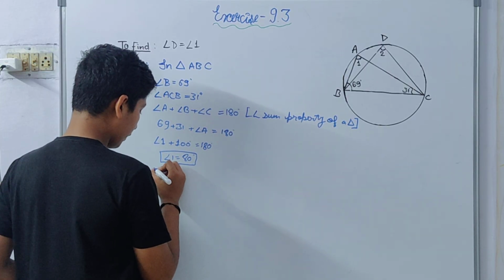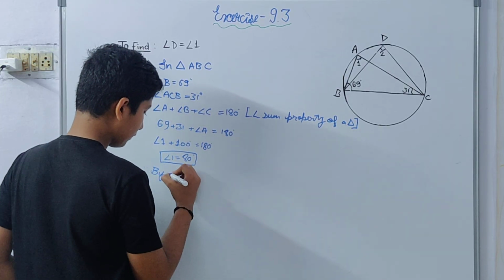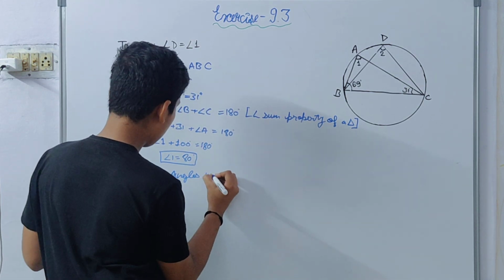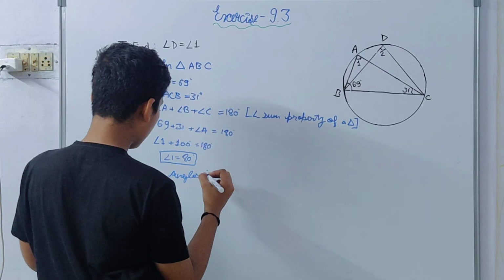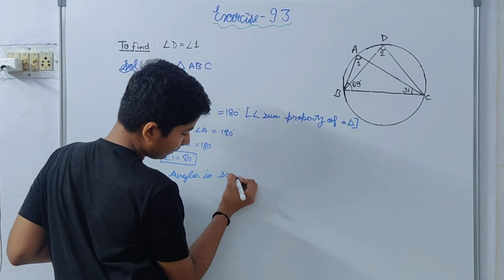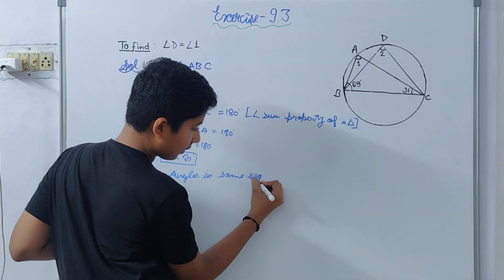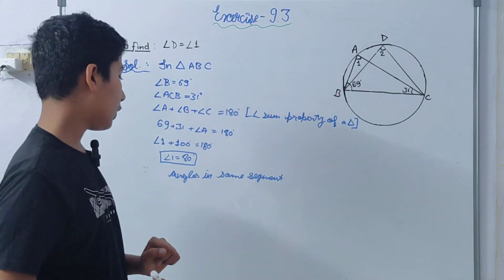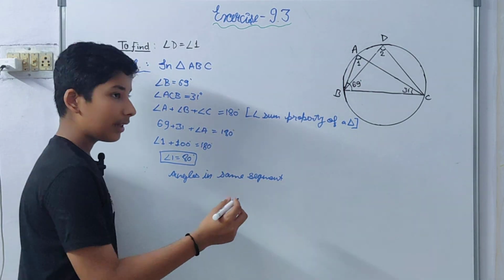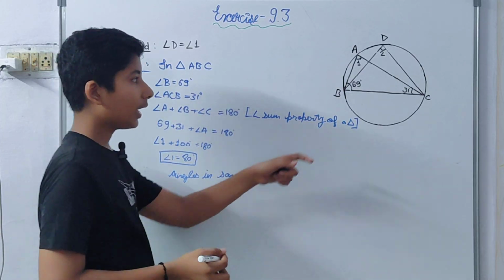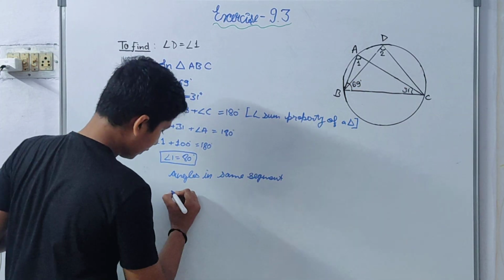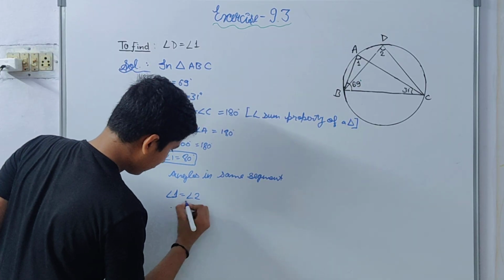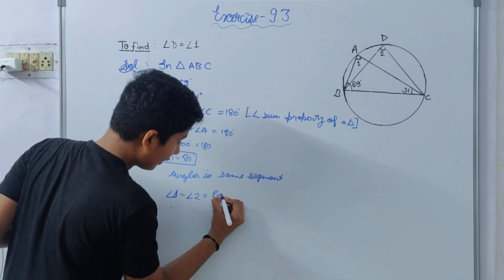Therefore, by angles in same segment. See, you have to remember the names of this property also. So therefore, by angles in same segment, we can say that angle 1 equal to angle 2, which is equal to 80 degree.